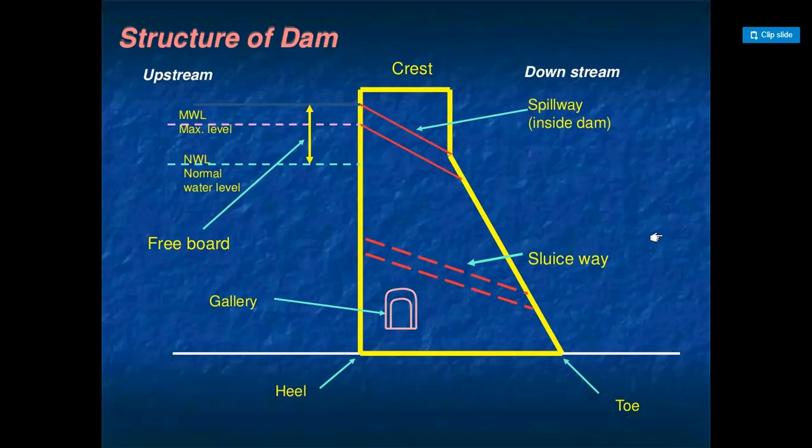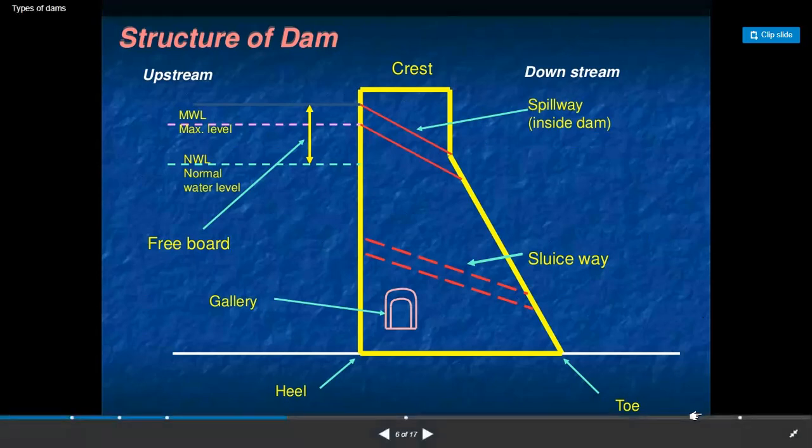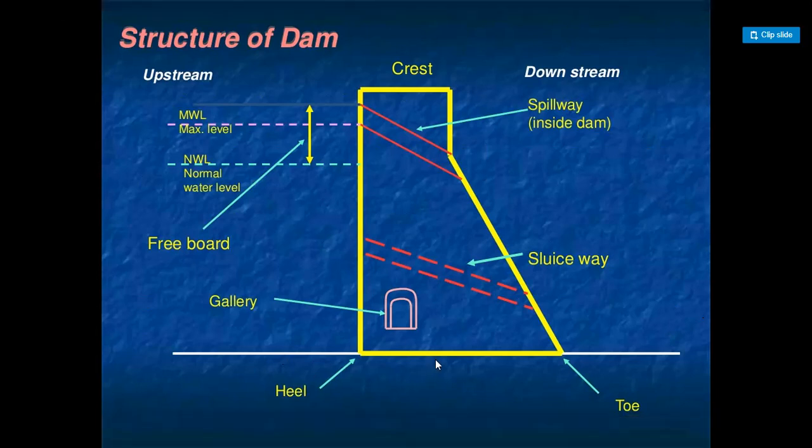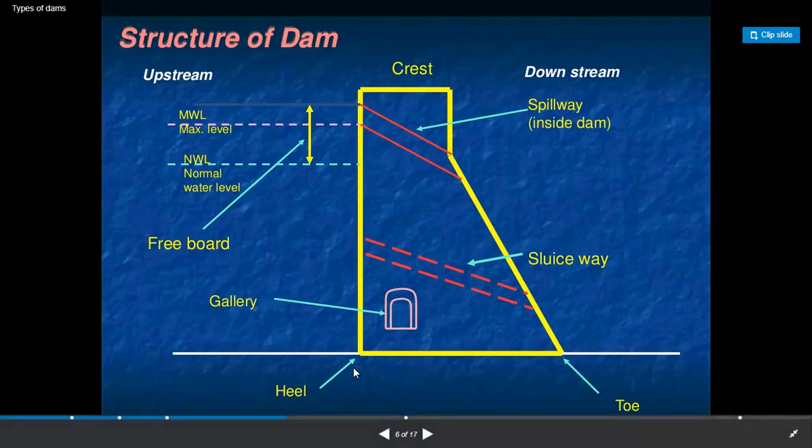Guys, here the parts of the dam. The important parts of the dam are shown here: toe and heel. The toe of the dam is the downstream edge of the base, and the heel is the upstream edge of the base.